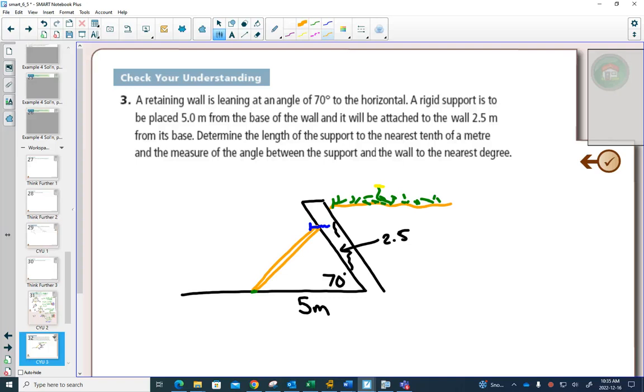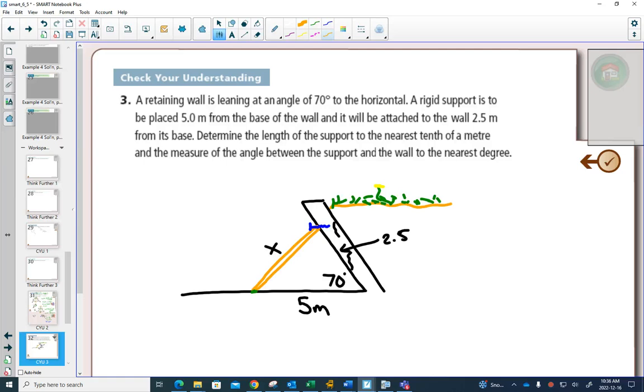Determine the angle between. Determine the length of the support to the nearest tenth of a meter. So I'm going to put an X here. That's the first question they're asking. Determine the length of the support. So the hard part here is drawing the picture.